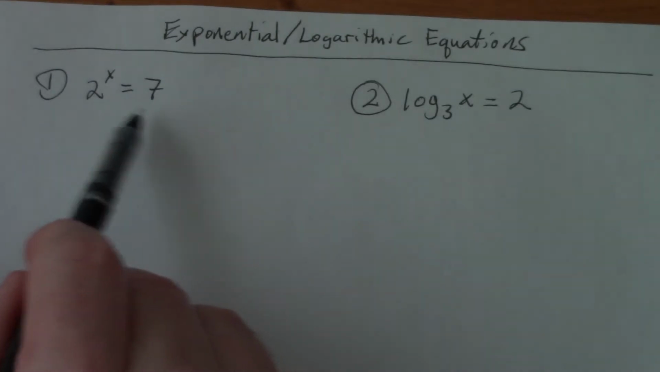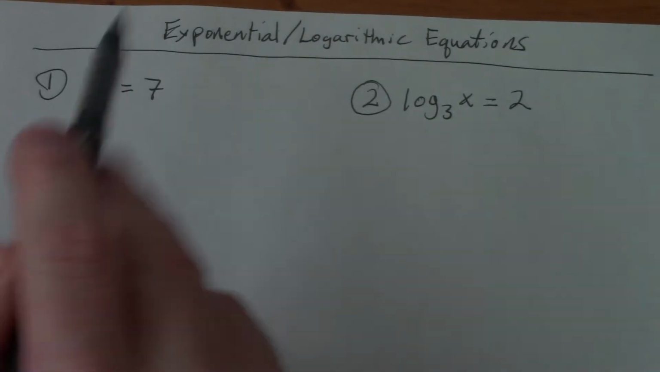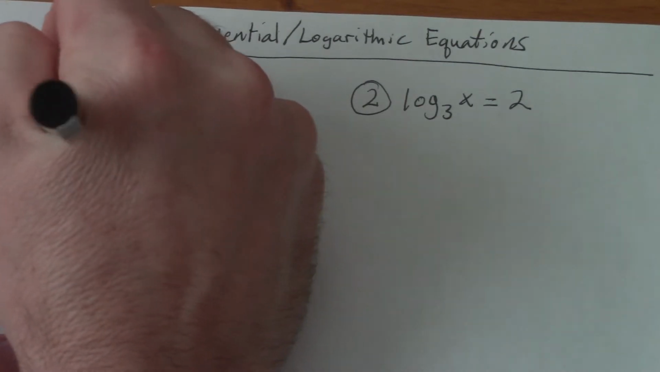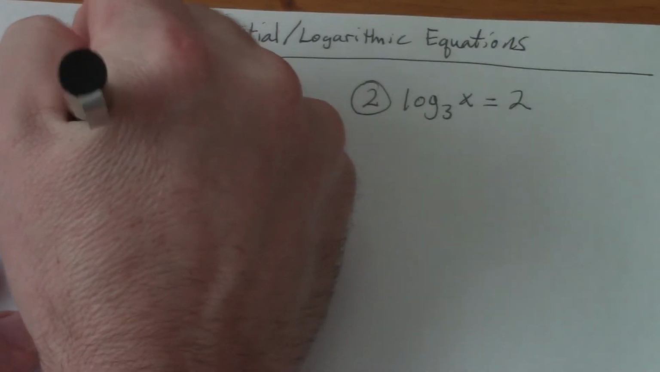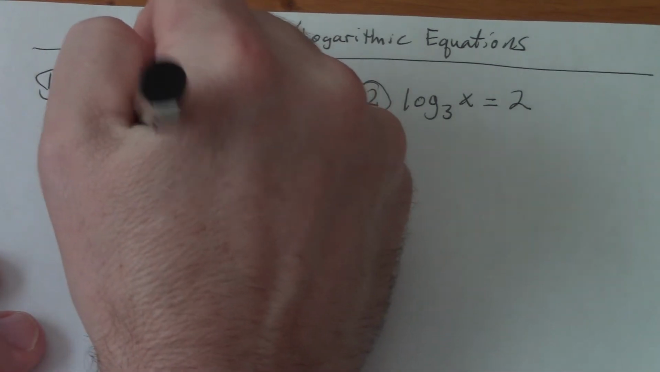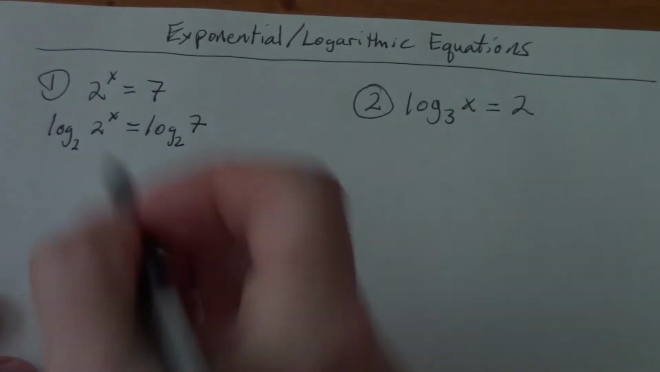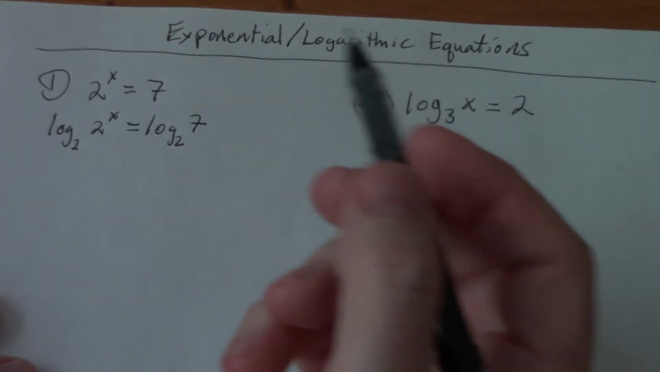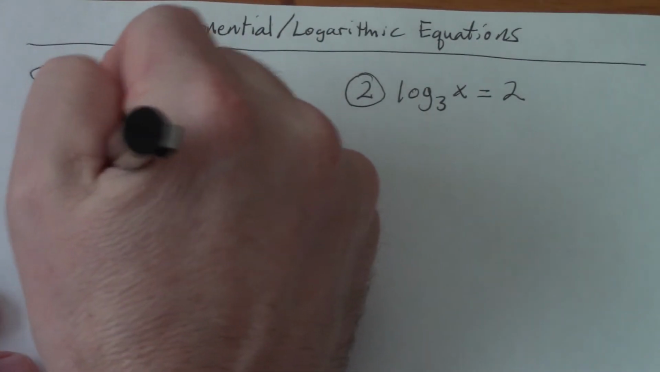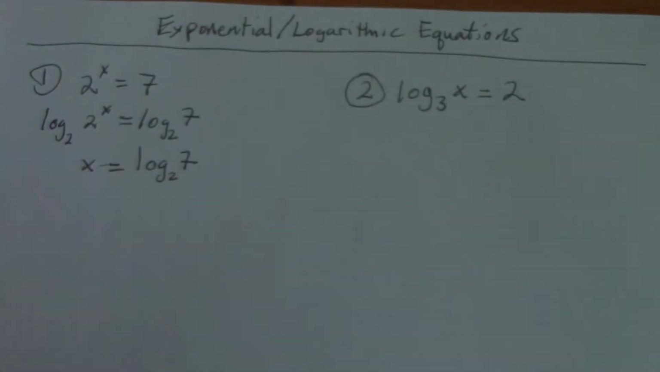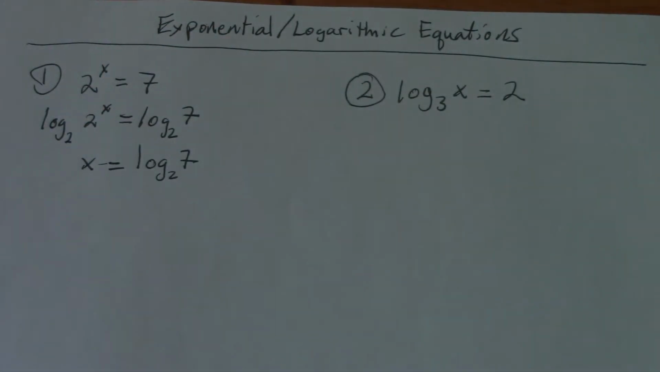So 2 to the x equals 7, that's an exponential function equals number, and all you need to do is do the inverse operation. So we're going to say log base 2 of 2 to the x equals log base 2 of 7. And log base 2 of 2 to the x, we know because of the inverse properties, that's just x. So x is equal to log base 2 of 7. And that's just a number. You can do it on the calculator if you like, but that's it.